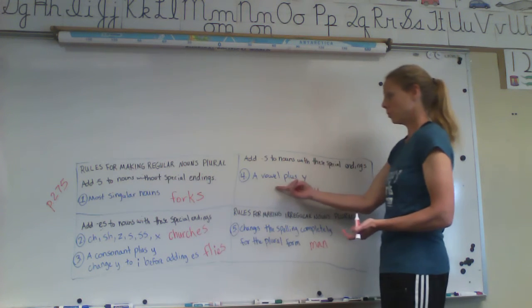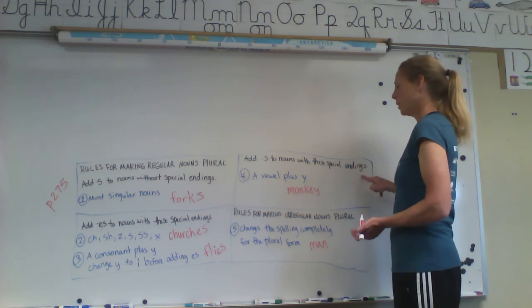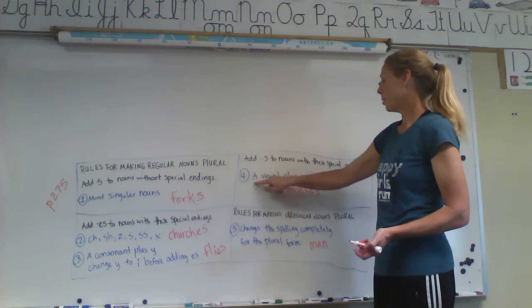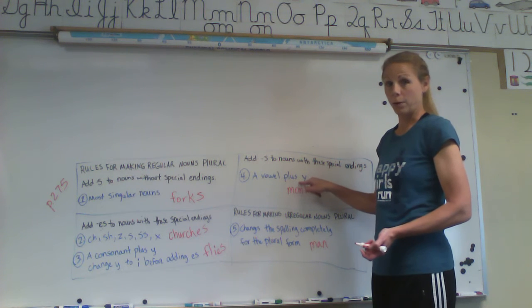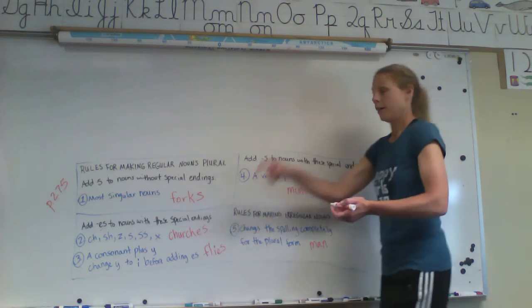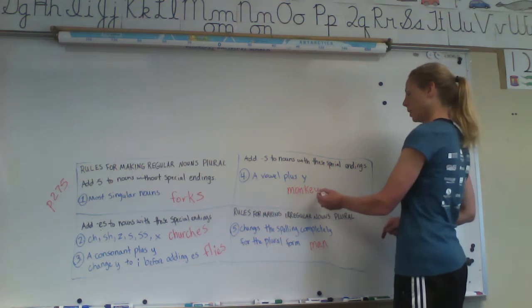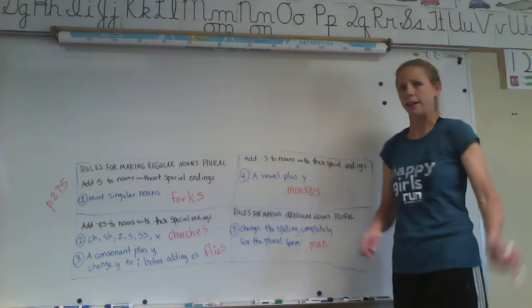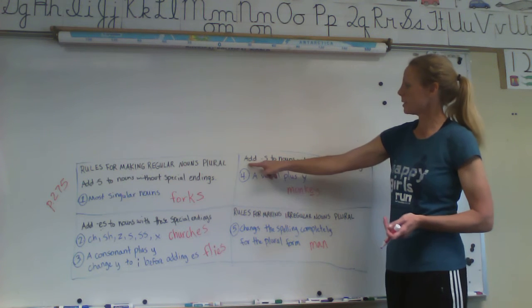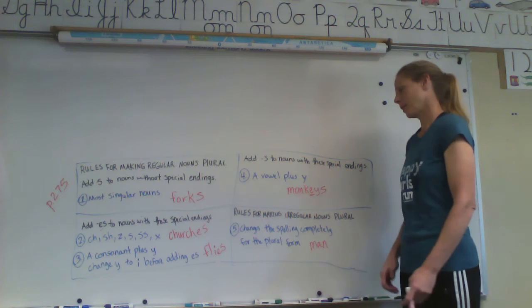So here's rule 4. Add S to nouns with these special endings: nouns that end with a Y, but have a vowel before the Y. Consonant before the Y, or vowel before the Y. Such as monkey. You've got your Y here and an E. E is a vowel. So all we have to do on monkey is add the S to make monkeys.